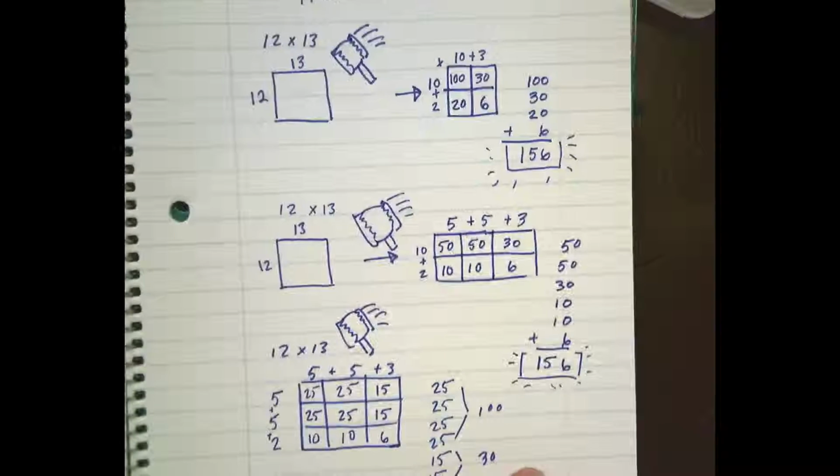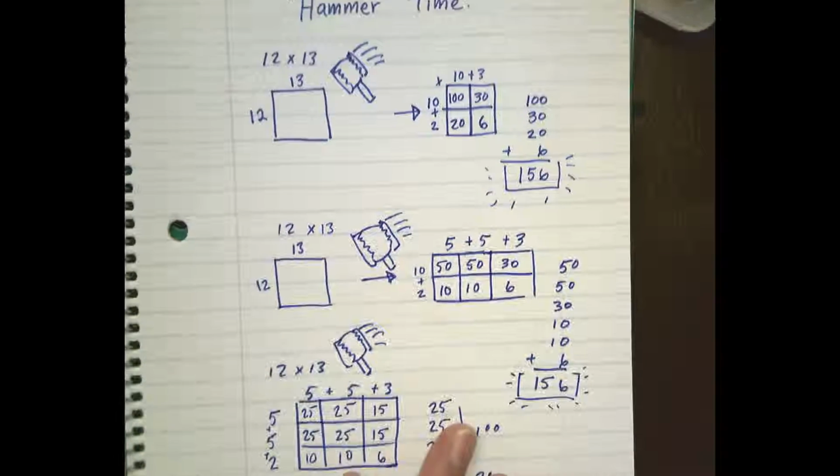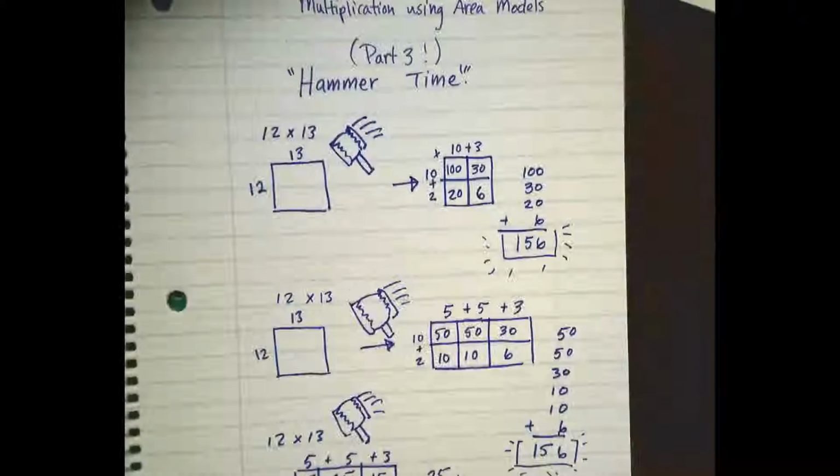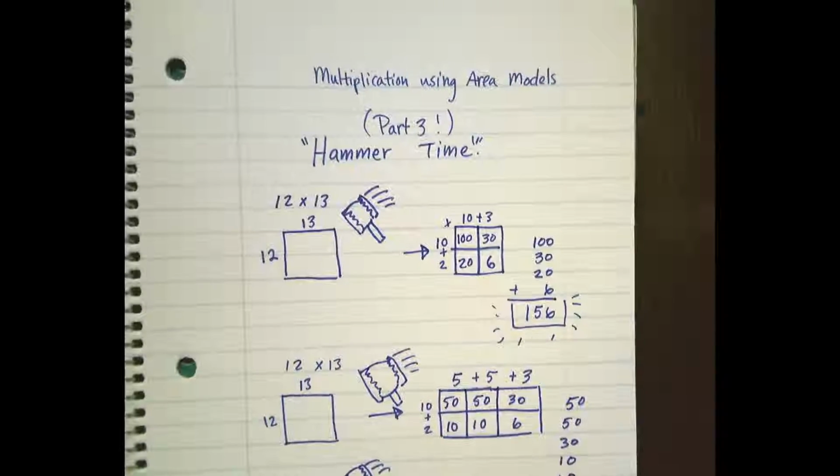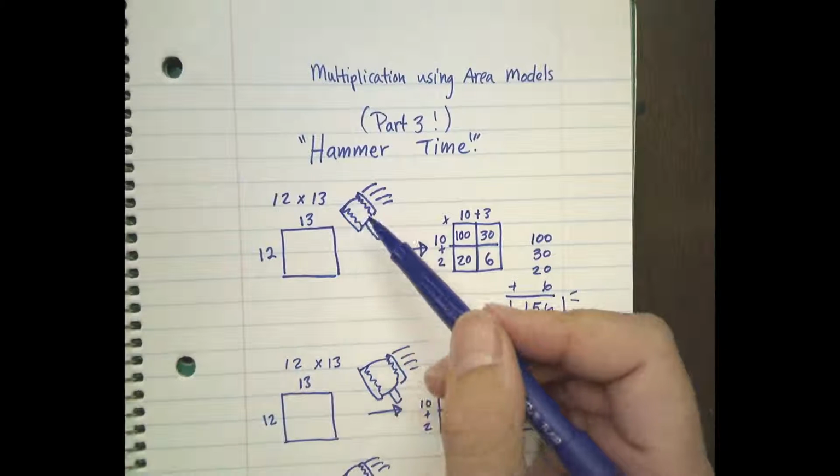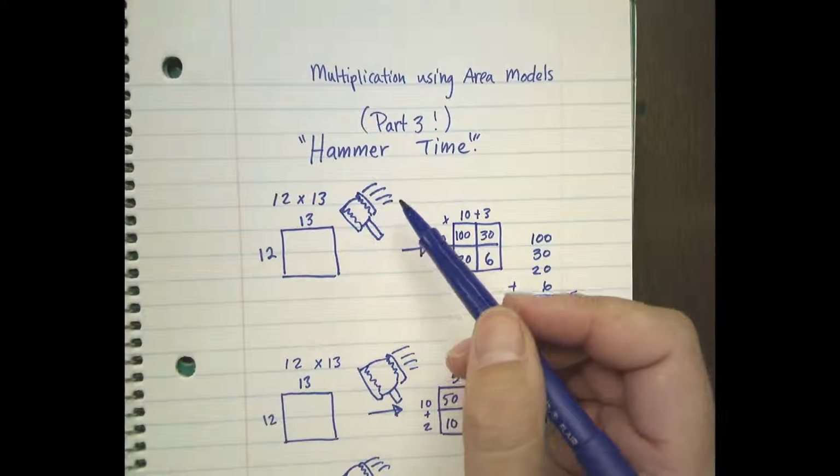So hopefully this helps you understand a little bit of how to multiply using some area models. And remember, it's okay to break apart and smash numbers, especially with Mario's hammer.